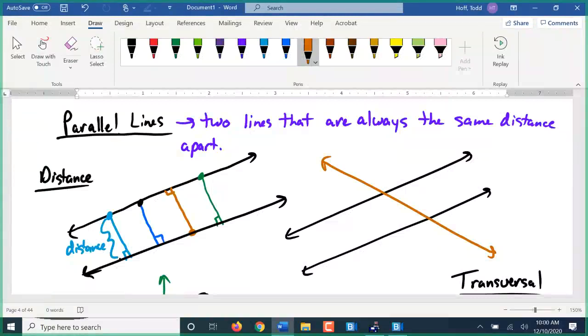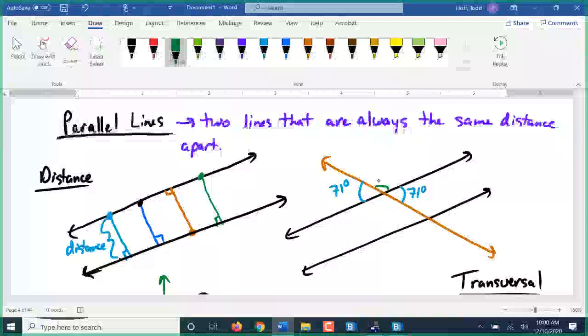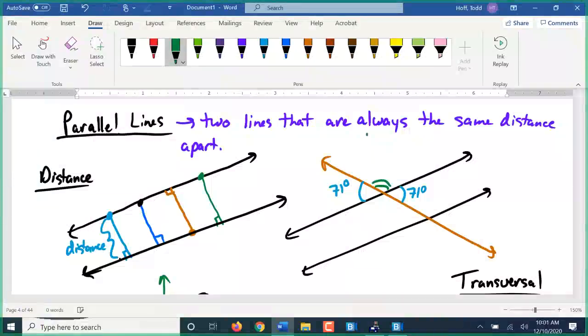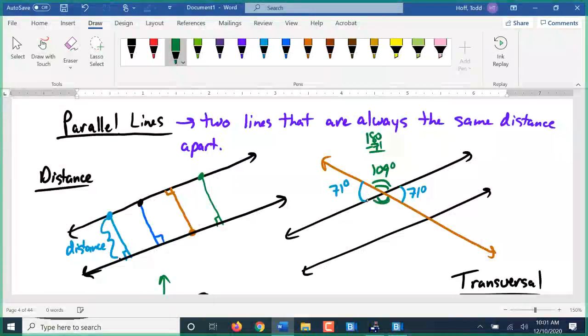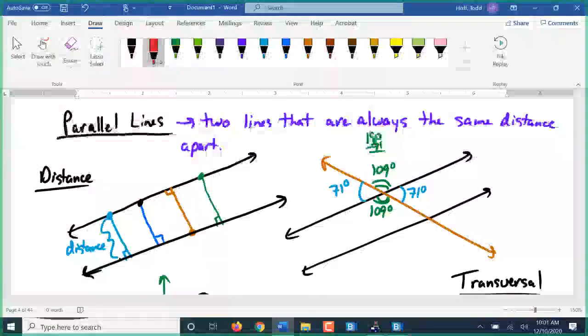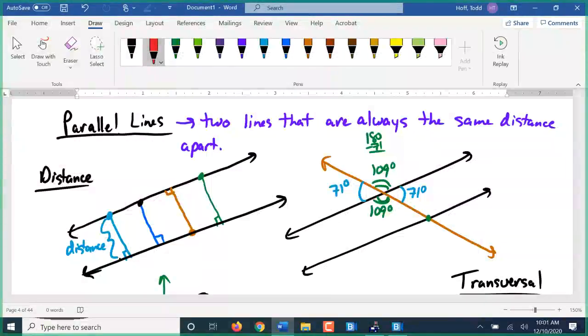Now, if I give you one angle here, if I tell you that this angle here is 71 degrees, I know all the angles around this intersection. I know this one's 71 degrees. This one up here is the supplement. 180 minus 71 is 109 degrees. This one down here then is also 109 degrees. But what about this intersection down here?